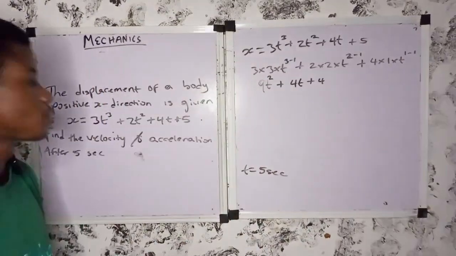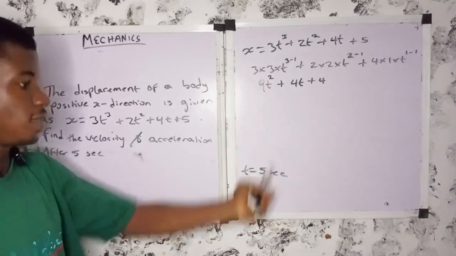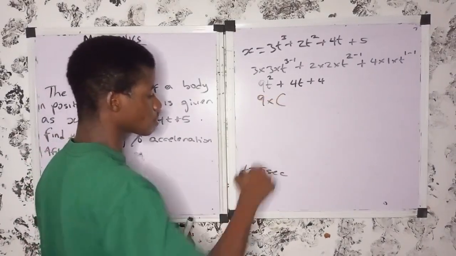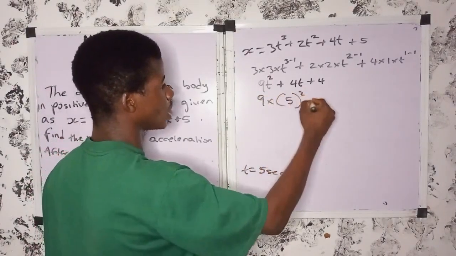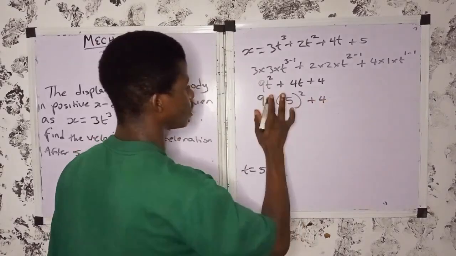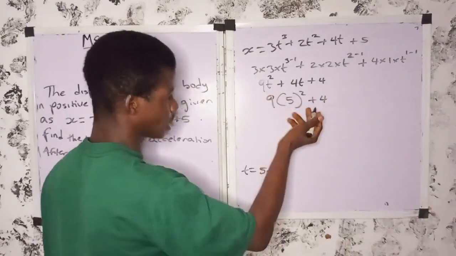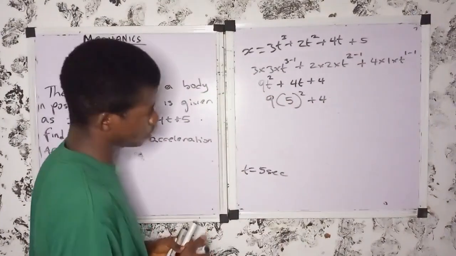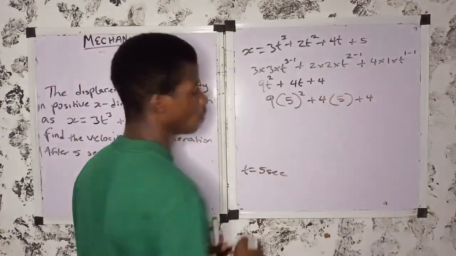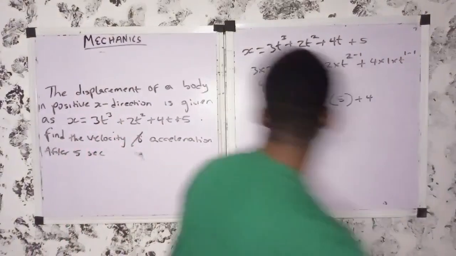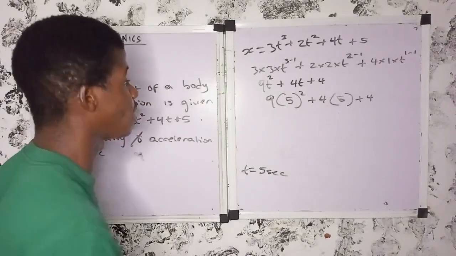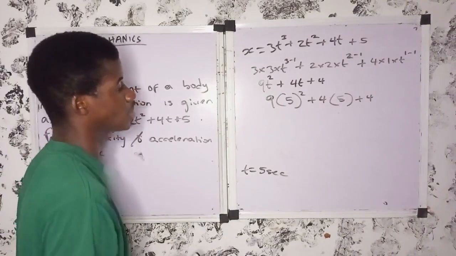Now what are we going to do next? We input the value of time inside there. So it will be 9 times 5 squared, then plus 4 times 5, then plus 4. Let me write it like this: 9 brackets 5 squared, then plus 4 brackets 5, then plus 4. The square of 5 is 25. So 9 times 25 will give us 225.